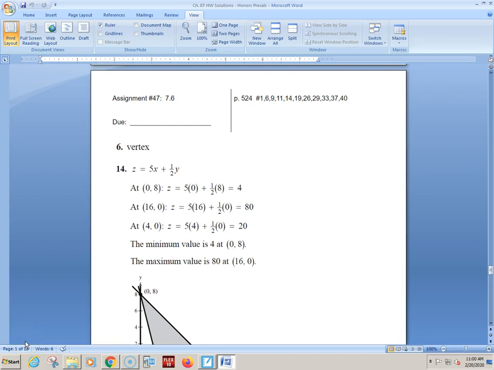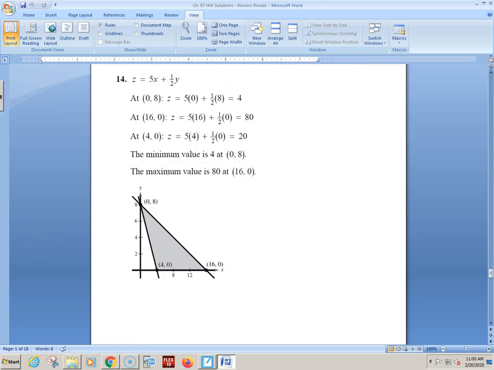Got the time, but at least you have the resources you need. Number 6, the answer was just first activation. Number 14, they were looking for the max and the min, your 3 vertices. Boom, boom, boom, and then you were plugging in the highest and the lowest. The lowest value when plugging in was 4, the highest value was 80.